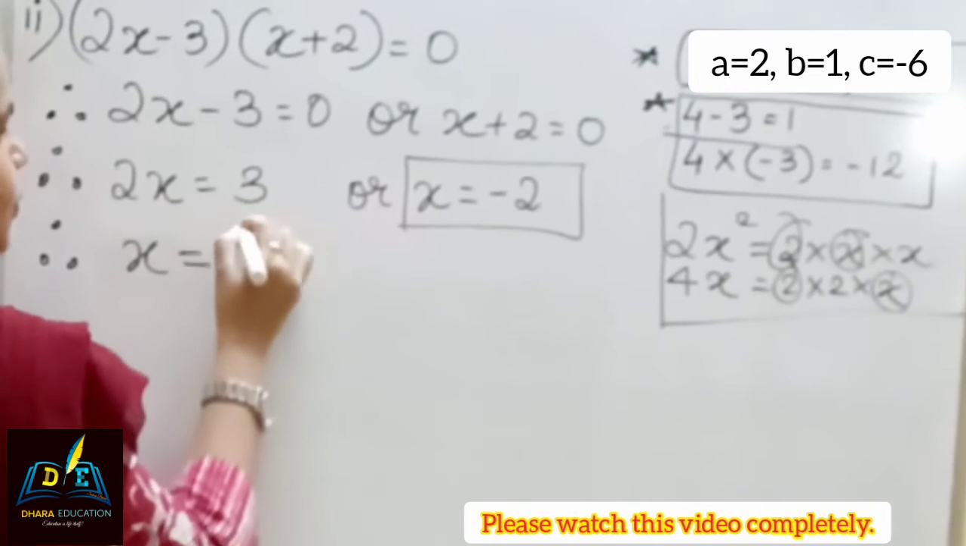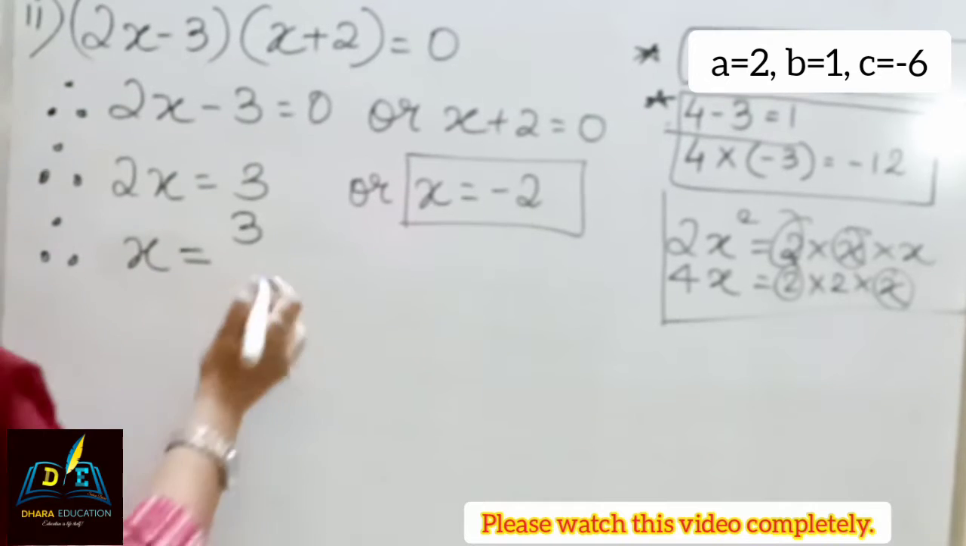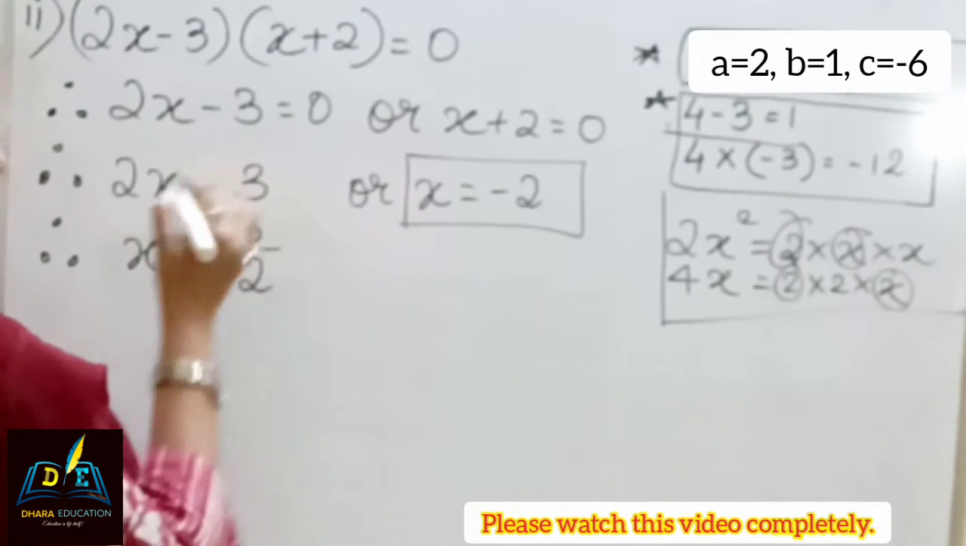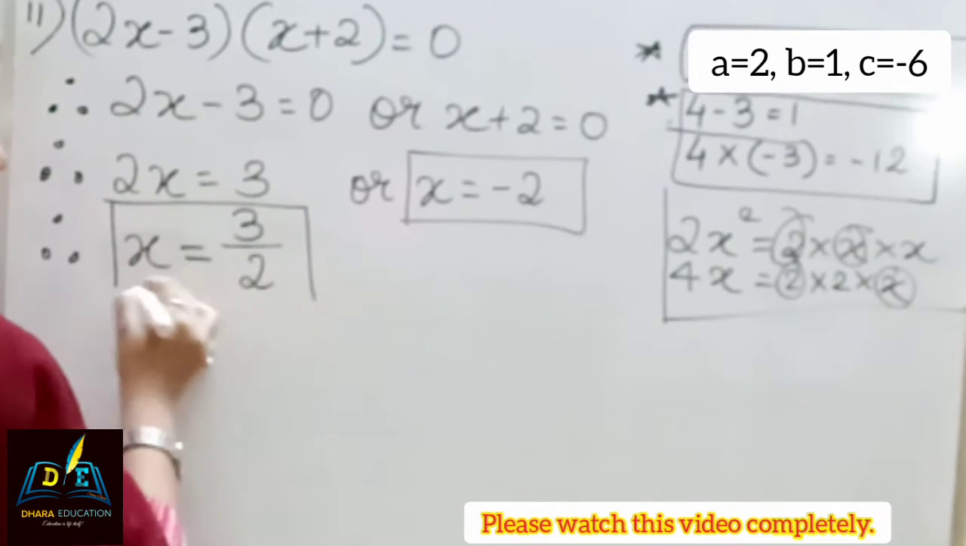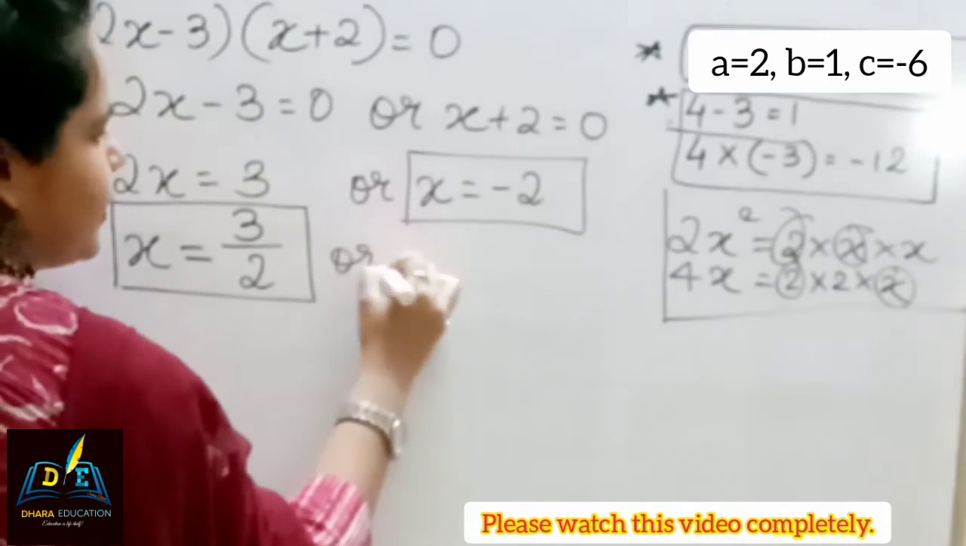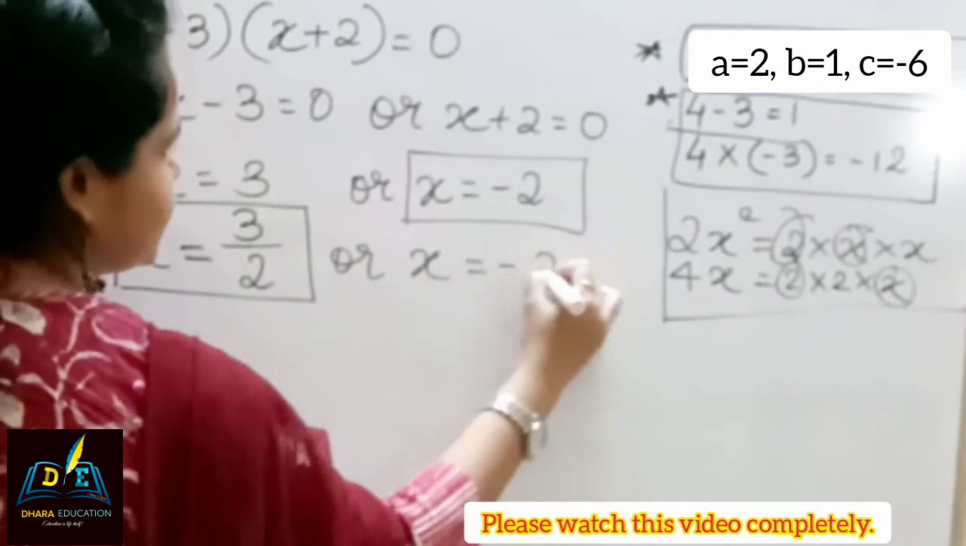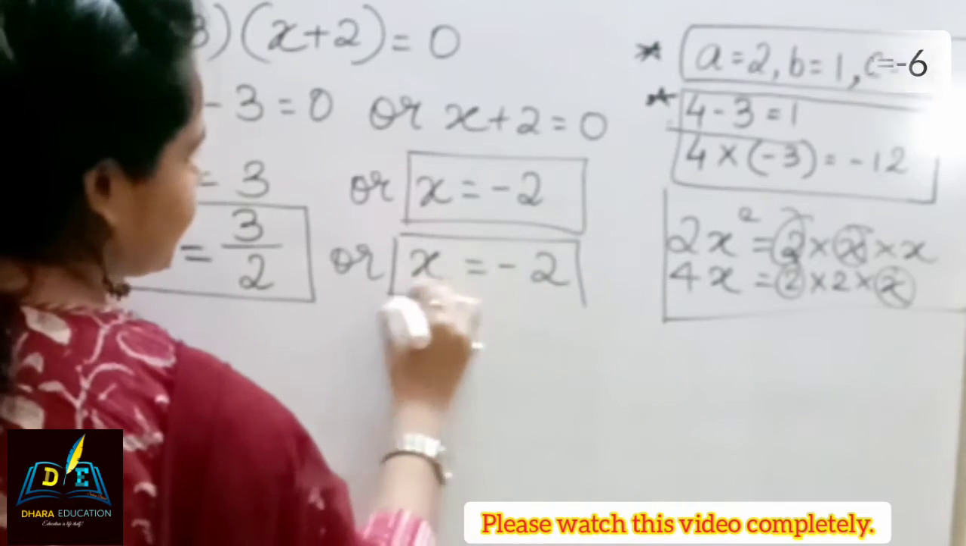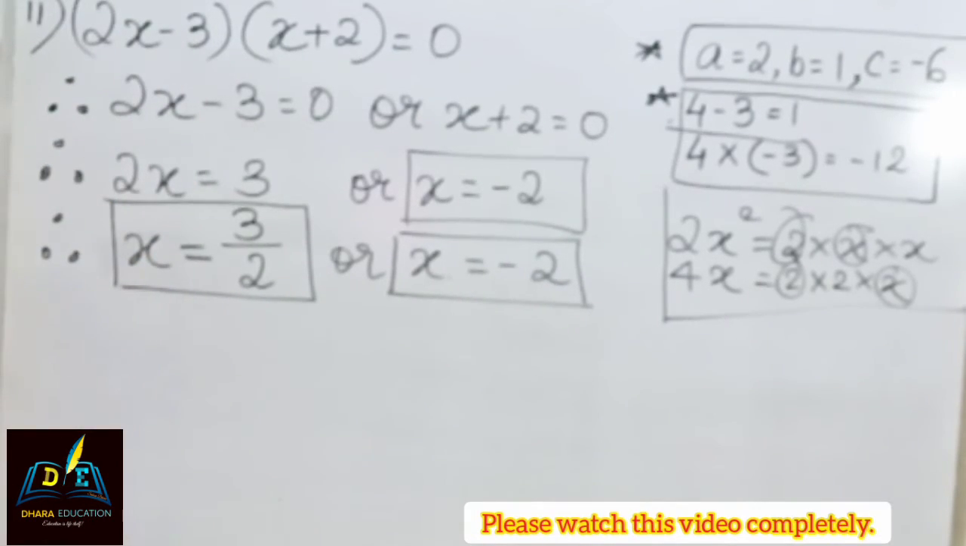X is equal to 3 will be as it is in its own place, and it will act as a division with the 2. Or x is equal to minus 2. Okay, this is your final answer.